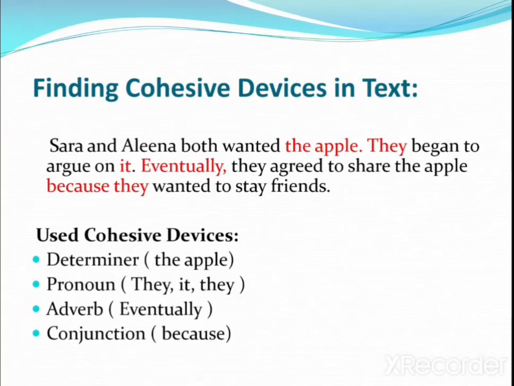So now see how you're going to do these paragraphs. If in the exam it comes that find out cohesive devices in a text, you need to have these four things on your fingertips: determiners, pronouns, adverbs and conjunctions. And then you have to find out what the determiners are, how many pronouns are used, how many adverbs are used or how many conjunctions are used in this paragraph. So this is how you're going to attempt the questions of finding out the cohesive devices in a text.